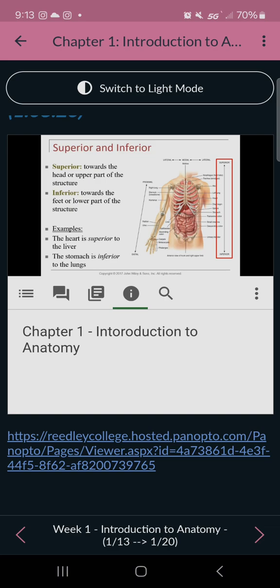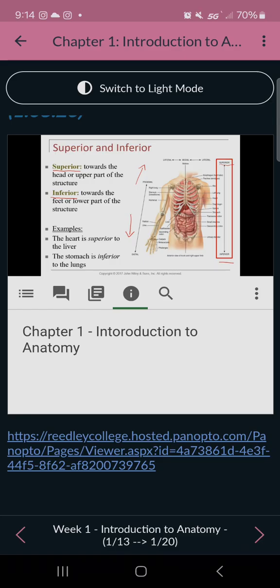Another directional term is going to be superior and inferior. Superior means towards the head or upper part of the body. Anything that is closer to the head or the upper part of the body, located on top of another organ, towards the upper part, is called superior. And inferior means towards the feet or towards the lower part of the structure.